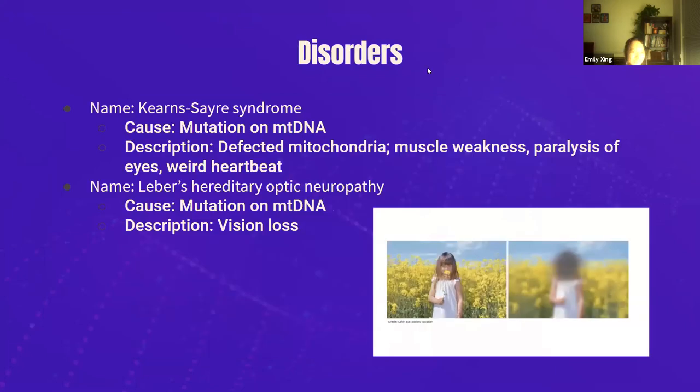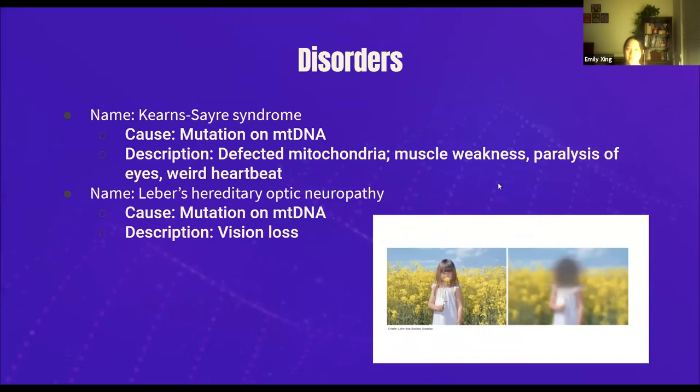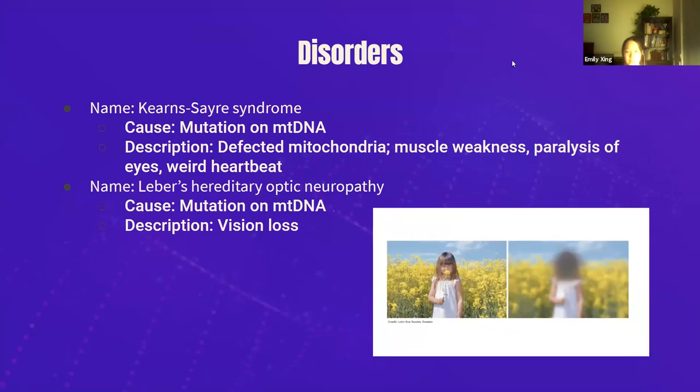Disorders: Kearns-Sayre syndrome, a mutation on mitochondrial DNA, results in defective mitochondria and muscle weakness, because mitochondria provide energy for the muscles. So if you don't have the right mitochondria, then your muscles get weak. It also causes paralysis of the eyes and an abnormal heartbeat, because those are all associated with muscle movement. Then Leber's hereditary optic neuropathy also results in vision loss. If you have this disease, you would be seeing something like the image on the right. The image on the left would be normal vision, and if you have this disease, it would be what you see on the right.